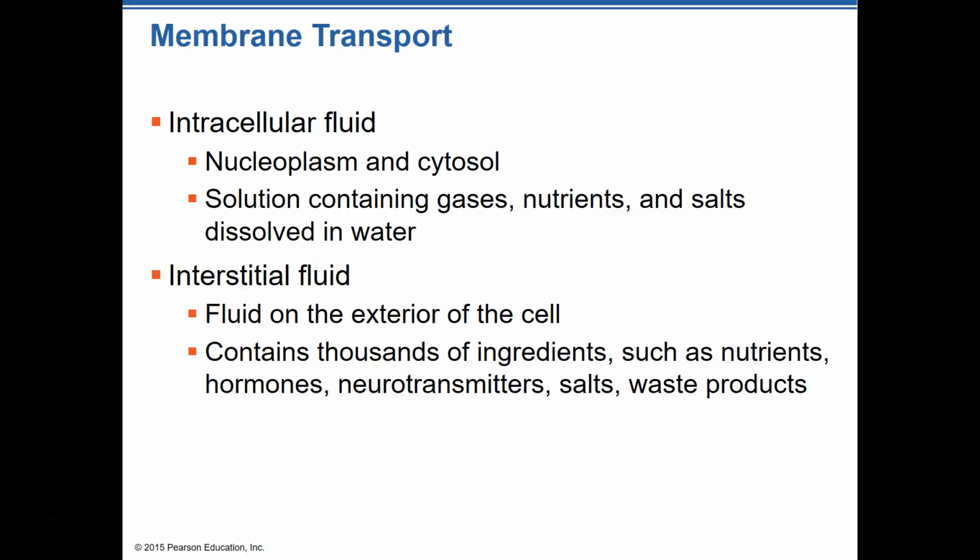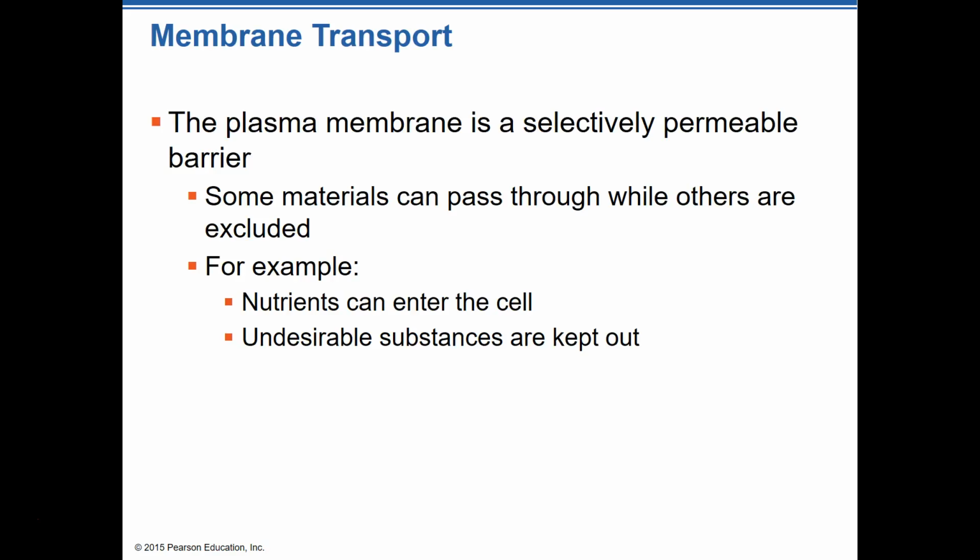Outside of the cell, there's fluid and all that stuff out there too. All kinds of different ingredients, such as nutrients, hormones, neurotransmitters, salts, waste products, and all that stuff. All that outside of the cell. But the two are isolated. That cellular membrane keeps the two isolated. Now, there is a limit to what that cell membrane can do. It's not perfect. So there can be some problems.